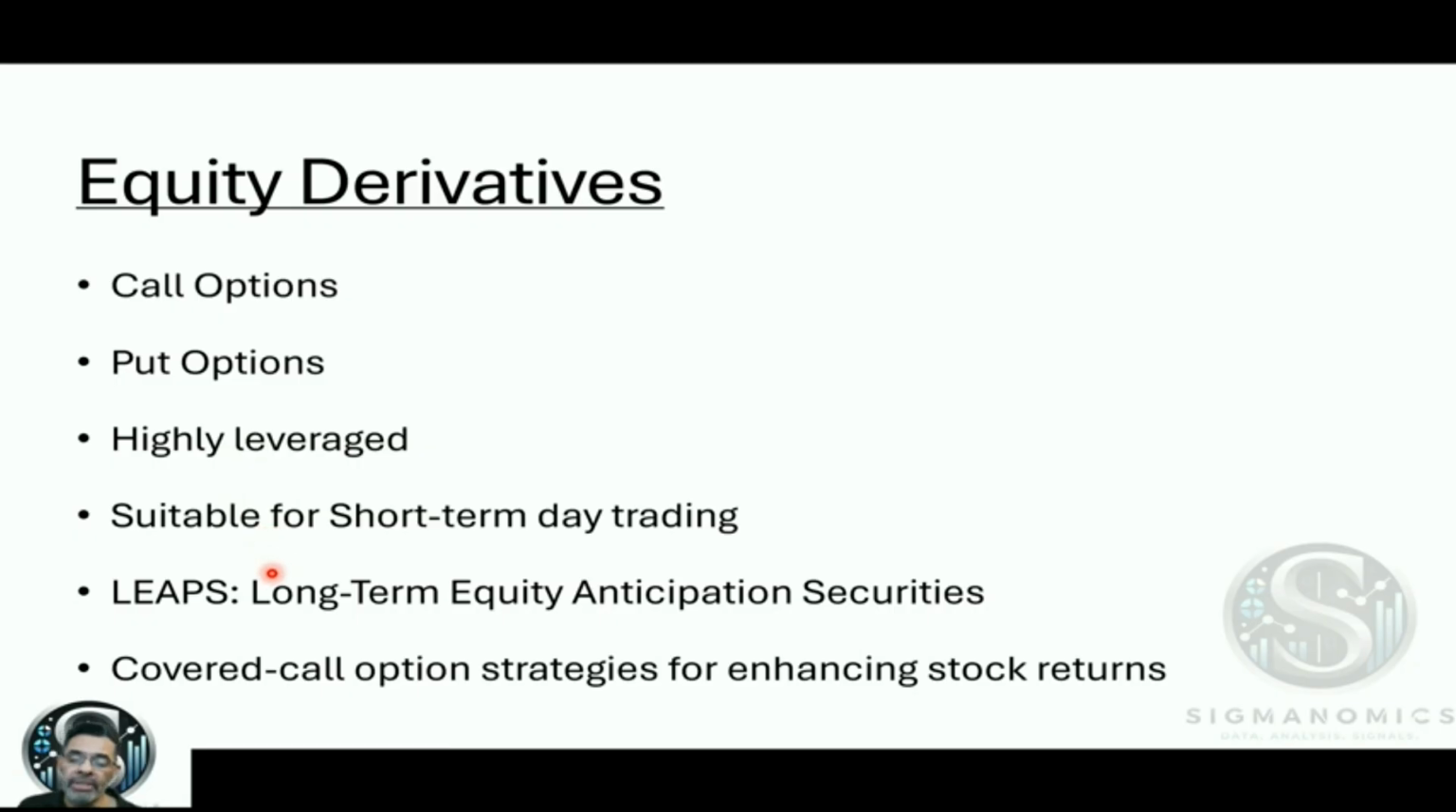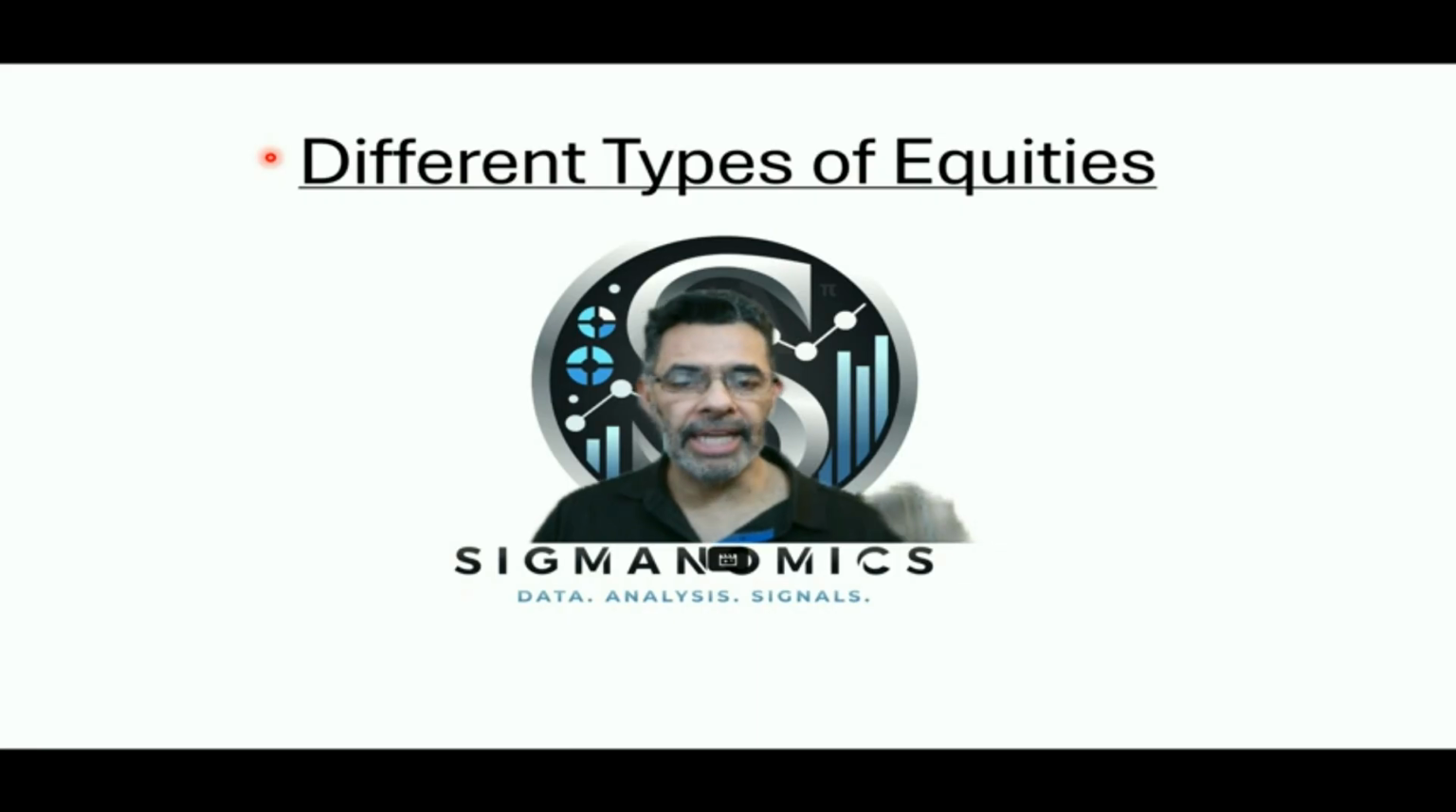There are what's called LEAPS, long-term equity anticipation securities, and those are long-term options that are used for managing risk. That's it for the different types of equities.